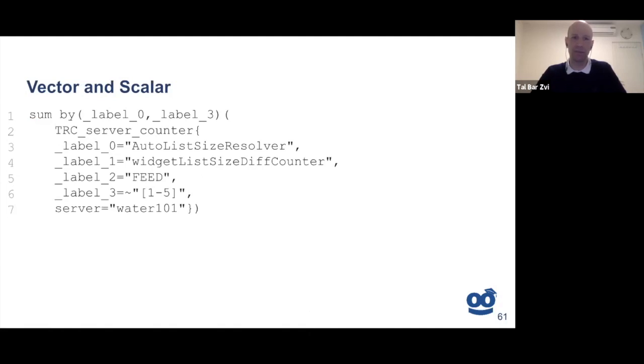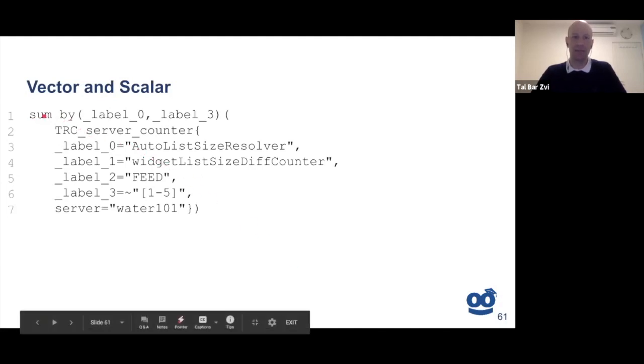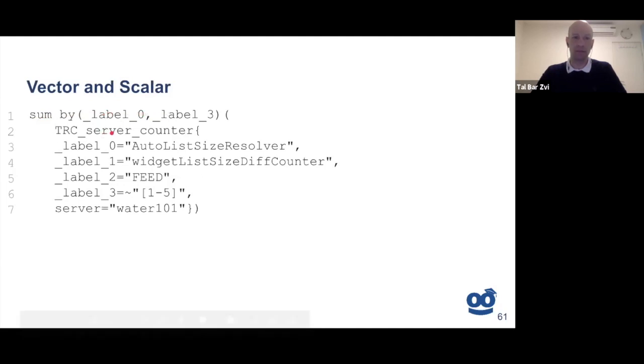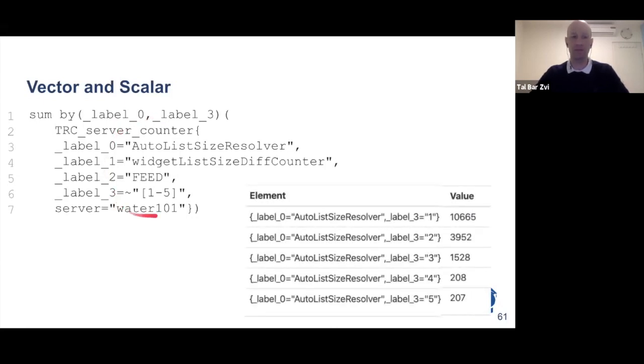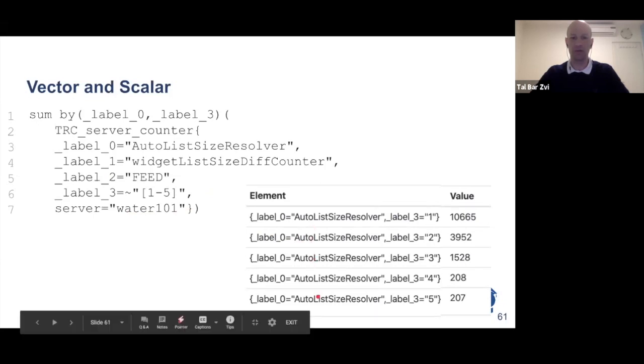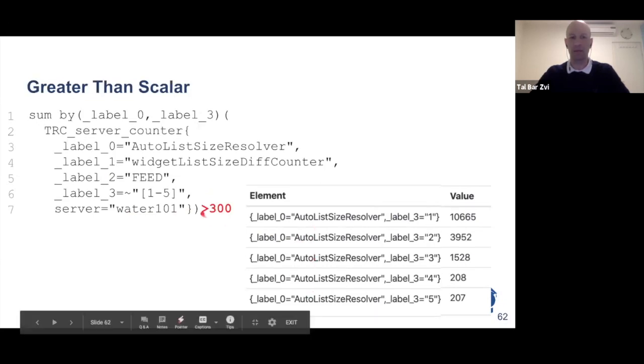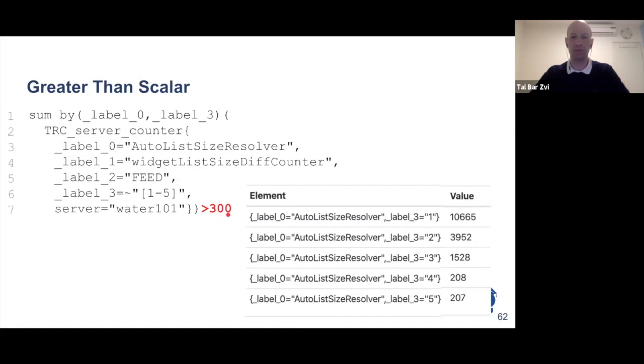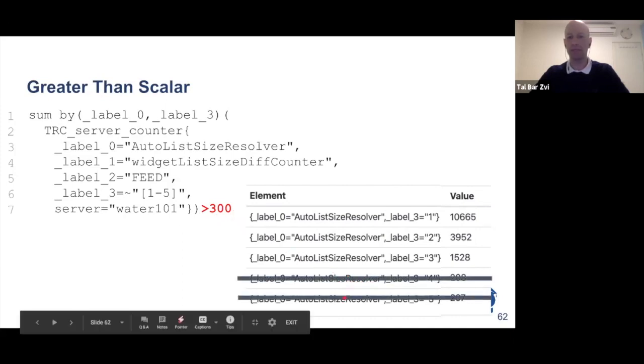I also have operators. You already saw the operators. Let's see this example. I sum by those two labels. This query, I'm using a regular expression here from one server. But for this example, I will use the sum just to eliminate the extra labels. So this is the result of this query. 1, 2, 3, 4, 5. If I add the operator greater than 300, what will happen? It will eliminate these two series, and I will get only 3 items in the vector.